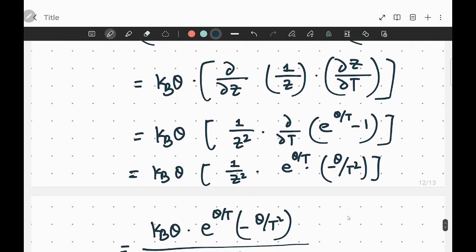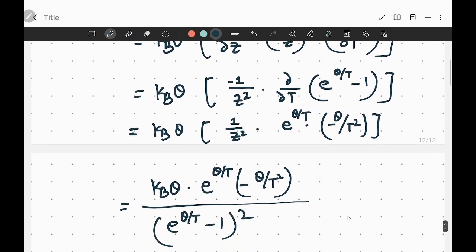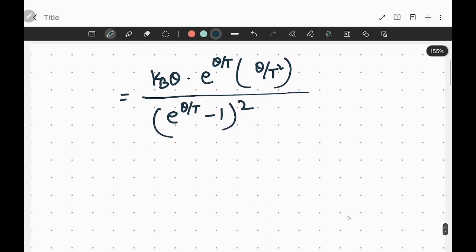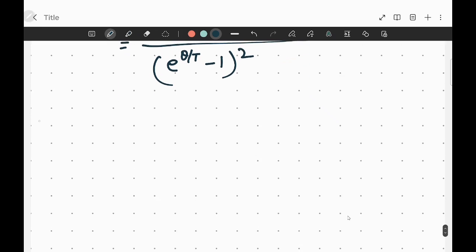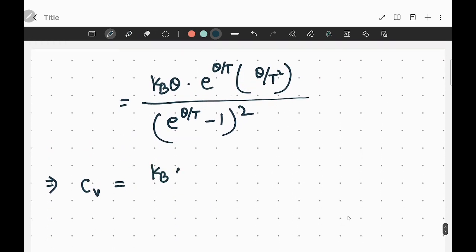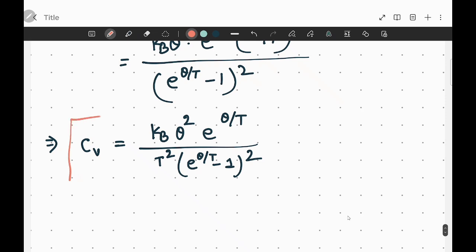Okay, so you can check whether anything is wrong. Yes, because there will be another minus sign here, because of 1 by z, so it is minus 1 by z square. So this minus sign will go right now. So this is the formula. So Cv from the vibrational mode contribution is kb theta square e to the power theta by t divided by t square into e to the power theta by t minus 1 whole square. So this is the formula for Cv.